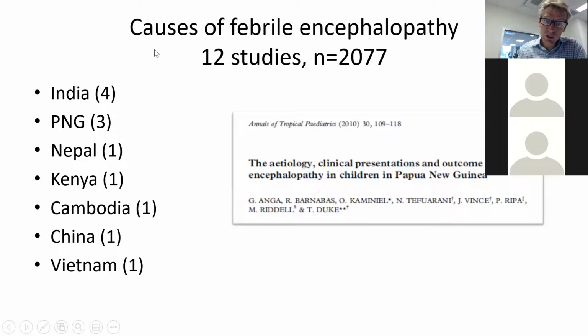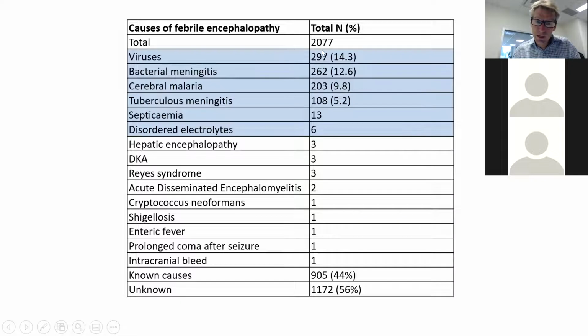So of all the studies of this febrile encephalopathy, meningitis encephalitis, around the world, 3 have come from Papua New Guinea and some from other places, mostly India and Papua New Guinea. They're where the most studies have come from. And one of the studies was by Dr. Anger, a very good study of the etiology, the causes, the presentations and the outcome of febrile encephalopathy in children. And the other study was by Dr. Kiramat.